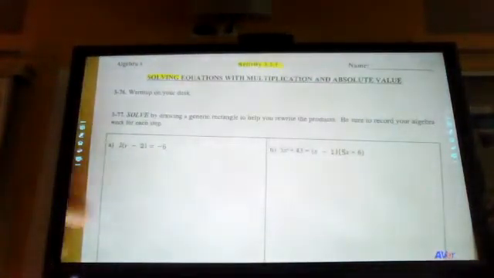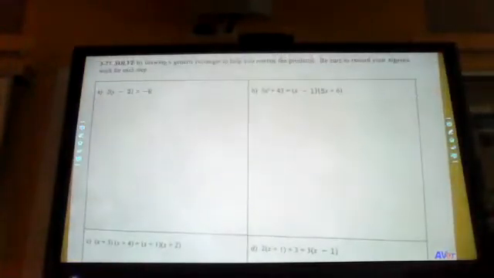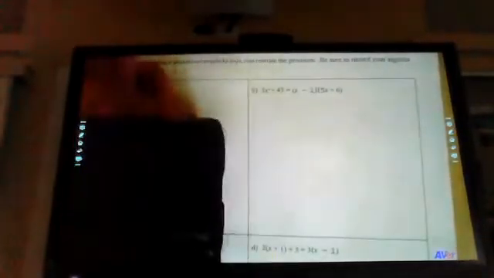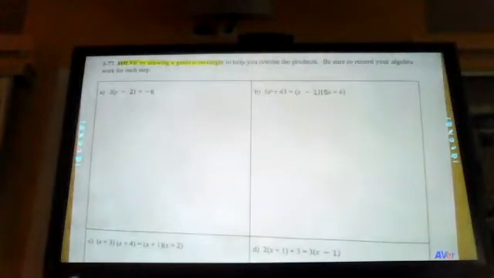And so what I want everybody to do, we're not going to do a warm up today. I want you to just skip to question 372. And notice what the directions tell you. They tell you to solve by drawing a generic rectangle to help you rewrite the products. So solve by drawing a generic rectangle. That's something that you've done all week last week. Can you create a generic rectangle to help you? The generic rectangle will help you know how to solve for x.